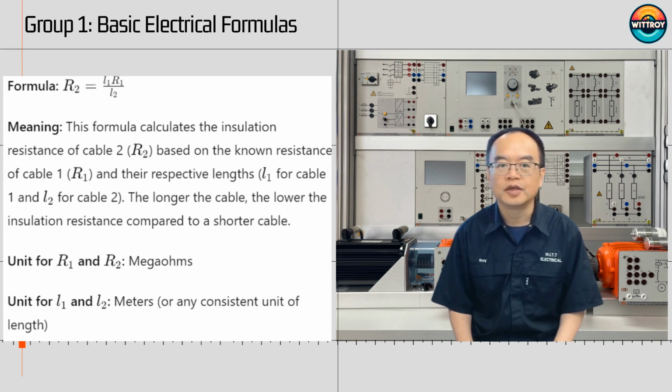R1, resistance 1. Cable 1's insulation resistance. The unit for resistance is megaohms. L2, length 2, the length of cable 2. The unit for length is meters or any consistent unit of length. R2, resistance 2. The insulation resistance of cable 2. The unit for resistance is megaohms. This formula helps us understand that the longer the cable, the lower the insulation resistance compared to a shorter cable. This is crucial in evaluating the insulation properties of electrical materials.